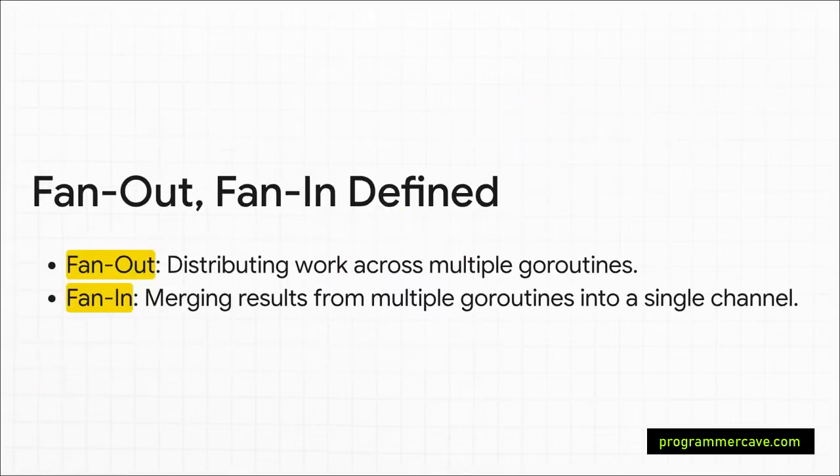So to put it simply, fan out is that first stage, where you distribute the work out to a bunch of different Go routines. And fan in is the second stage, where you gather all the results from those Go routines and merge them back into one single stream. Fan out, fan in. Together, they create a really powerful pipeline.